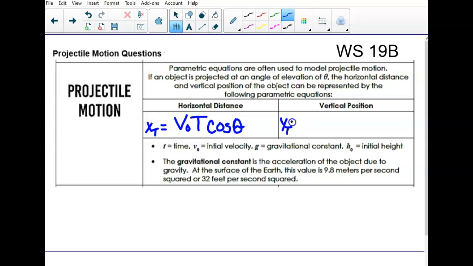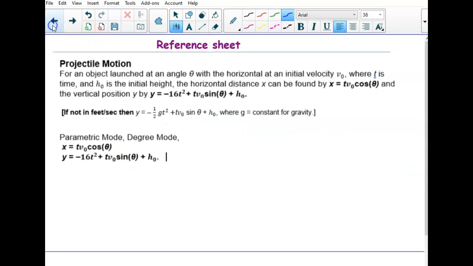And the vertical component is more like we did when we did the throw-up problems. We're generally gonna use negative 16 t squared plus v sub 0 t sine of theta plus h sub 0. I know that's complicated. Anybody have your reference sheet handy? You don't have to all grab it right now, but this is what it looks like on the reference sheet. On your reference sheet, it shows this is what you're putting in.